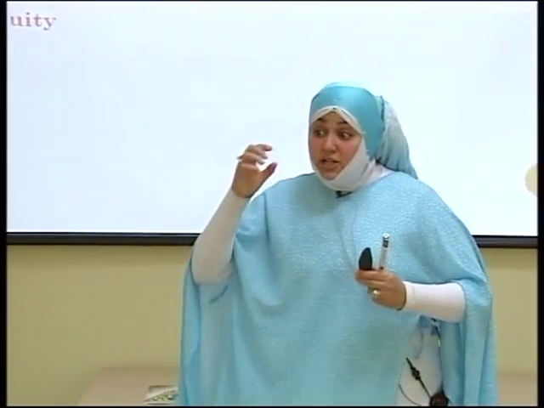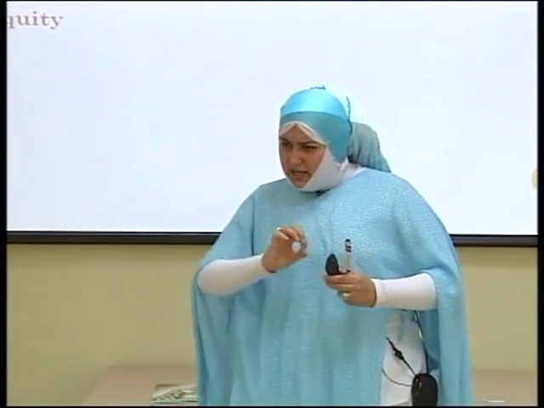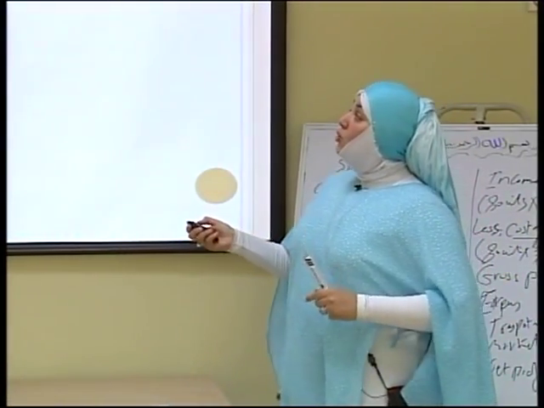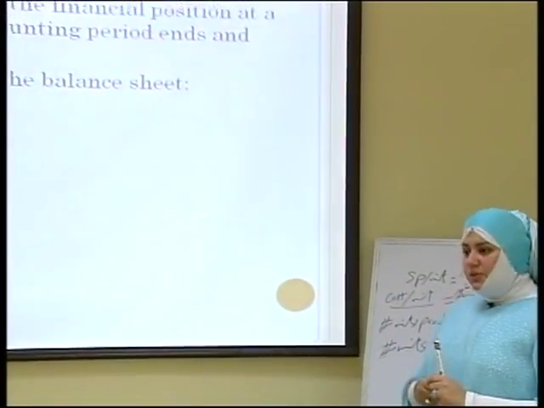But the balance sheet tells you, now currently we have this amount of assets. At this date, we have this value of assets, this value of liabilities, and this value of equity, as if it is a picture of the financial position at this point of time. We have three main accounting elements here: assets, liabilities, and equity.